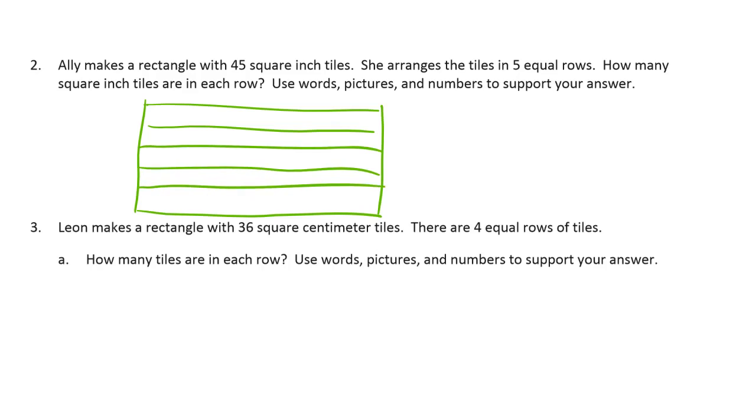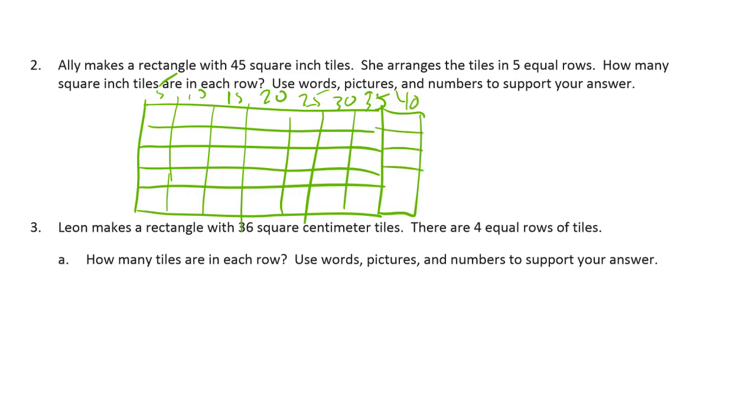If you know your fives facts, you know that will be 5, 10, 15, 20, means we have 25, and this will be 30, 35, and now I'm going to have to make this rectangle longer, 40, and that means we need 45, one more column.